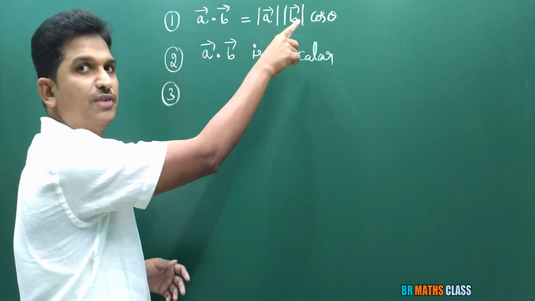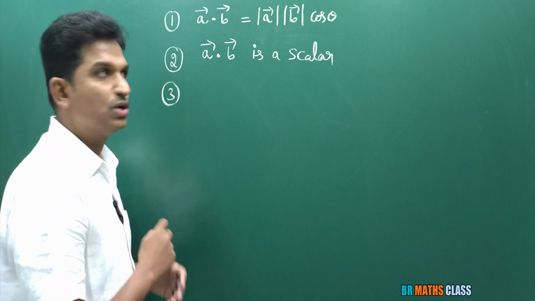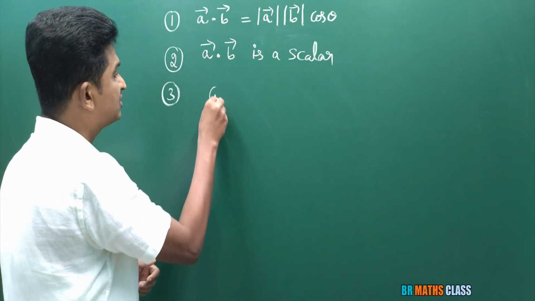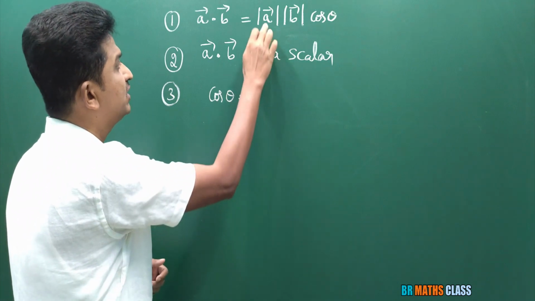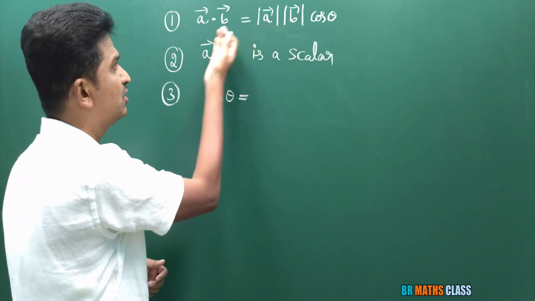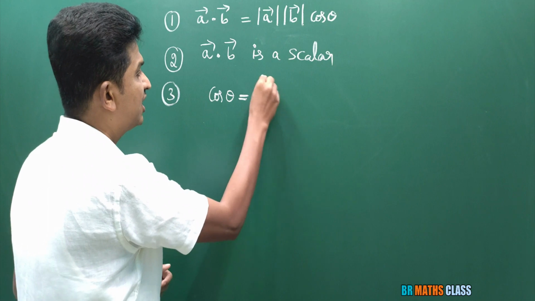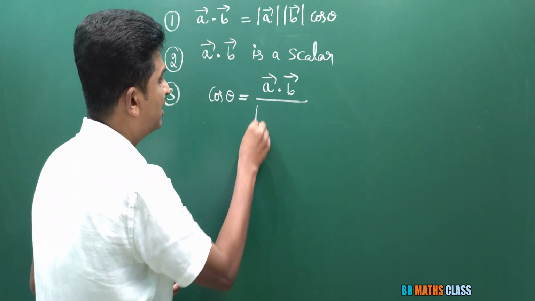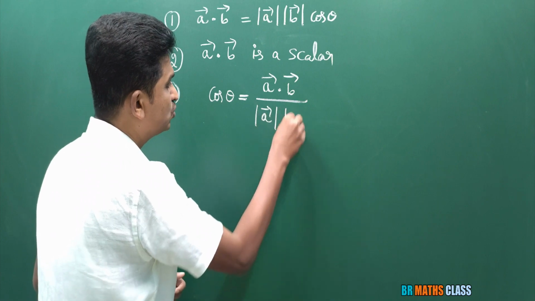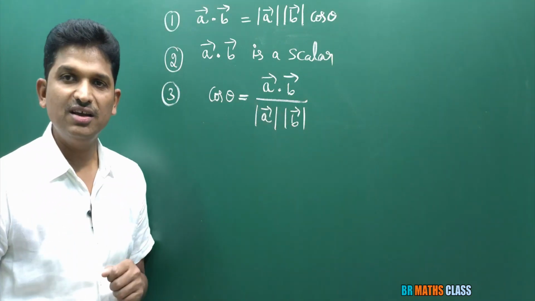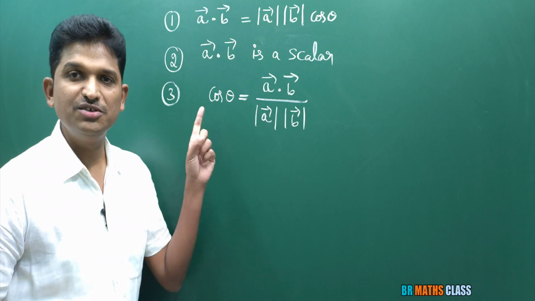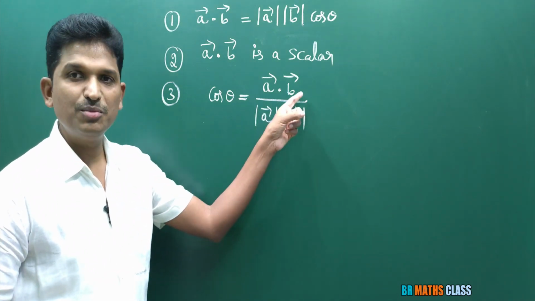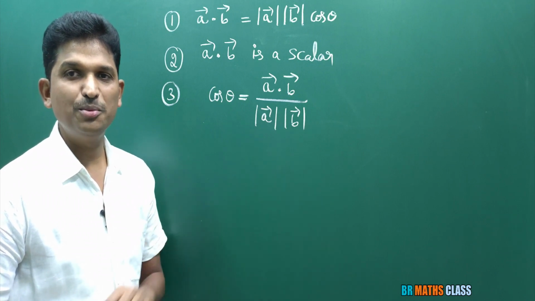Third formula. You observe this first formula. We will get the third formula from this only. From this first formula, what is cos theta? You take magnitude of A bar, magnitude of B bar to the left hand side. What will you get? Then you will get A bar dot B bar divided by magnitude of A bar into magnitude of B bar. To calculate the angle between two vectors, we use this formula very frequently. Cos theta equal to A bar dot B bar divided by magnitude of A bar into magnitude of B bar.